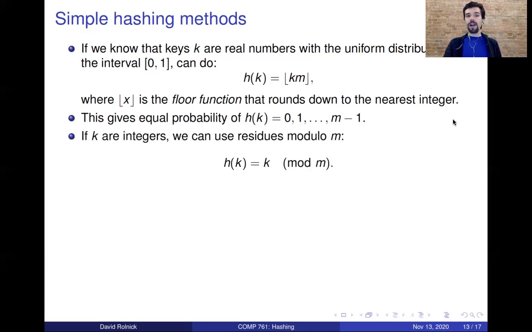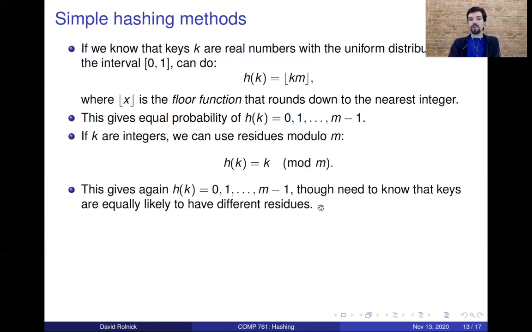If k are integers, then we could use residues modulo m, for example. We could say that you're just taking the residue modulo m, or I'm going to use equals k modulo m to indicate that it's equaling the residue modulo m. So it's one of 0 through m minus 1. Though, again, we need to know that keys are equally likely to have different residues, which is a big assumption.